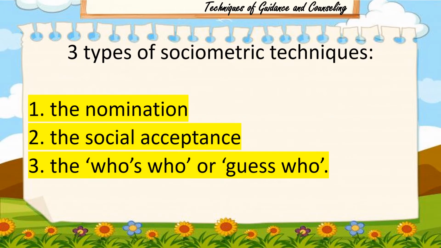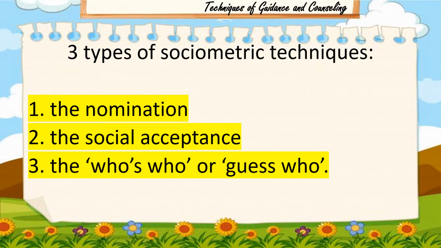The three types of sociometric techniques. Number one, nomination. In the nomination technique, the student is asked to select and name his or her peers in terms of some criterion. For example, the teacher may ask students to name three best friends in the class.